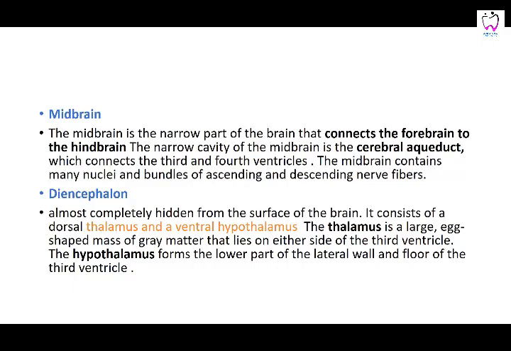The midbrain is the narrow part of the brain that connects the forebrain to the hindbrain. The cavity of this area is the cerebral aqueduct, which connects it above to the lateral ventricles and below to the third and the fourth ventricles. The midbrain contains many nuclei and bundles of ascending and descending fibers. The diencephalon is the part hidden between the cerebral hemispheres, and it contains a dorsal thalamus and a ventral hypothalamus. The thalamus is a large egg-shaped mass of gray matter that lies on either side of the third ventricle, and the hypothalamus lies in the lower part of the lateral wall of the third ventricle. So the diencephalon is basically this thalamic group.